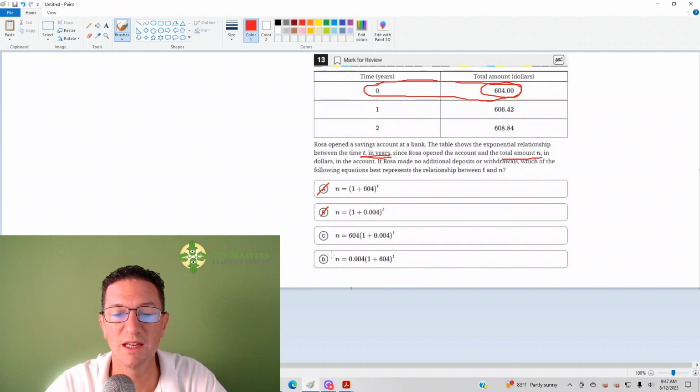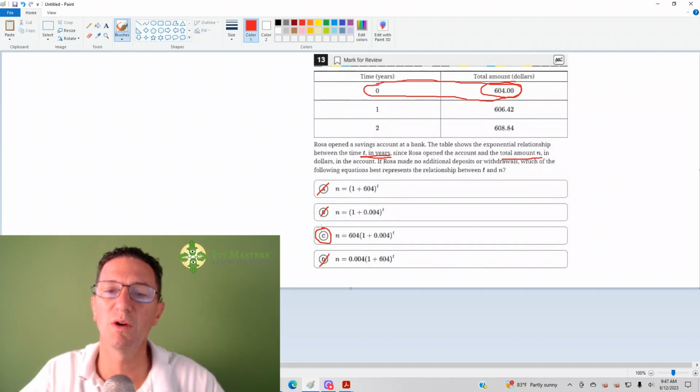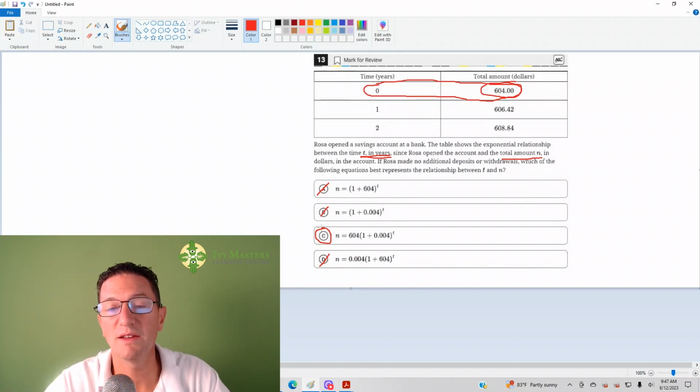Answer choice D, in the parentheses you get 1.004, but you raise it to the 0 power, it turns into 1, and you get 0.004 as your answer there. So your only possible answer is C here. And if you didn't know what anything to the 0 power is, you could literally plug this into Desmos exactly as it appears.